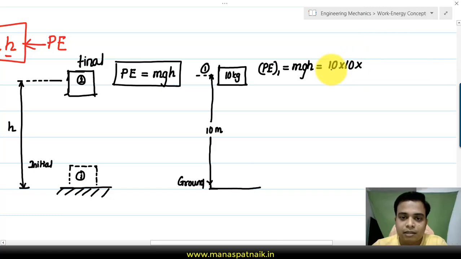G, and multiplied with the height. Okay, this is going to be 10. So essentially this is going to work out as how much? That's 1000, right? M, G, and H.